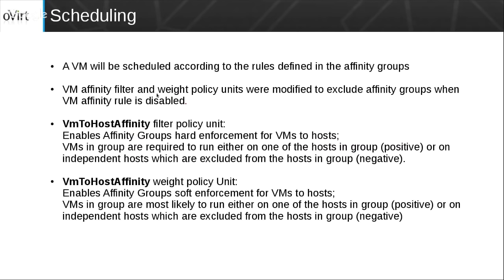So again, a VM will be scheduled according to the rules defined in affinity groups, a part of it, as we said, in the score functions. VM affinity filter and weight policy units are now modified to exclude affinity groups when the VM affinity rule is disabled. If the affinity group is only pure VM to host, these types of affinity groups won't apply on the VM to VM affinity filter. Now we have 2 new policy units here: the VM to host affinity filter policy unit, and the VM to host affinity weight policy unit.